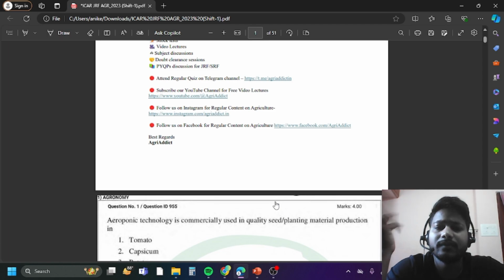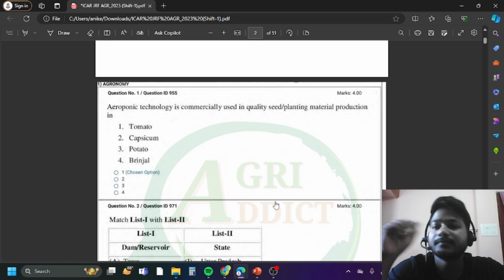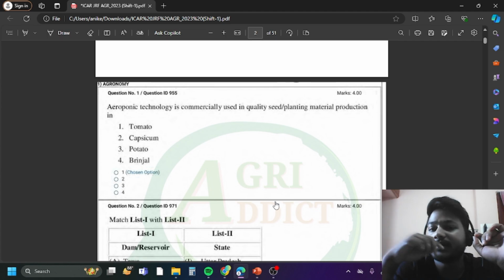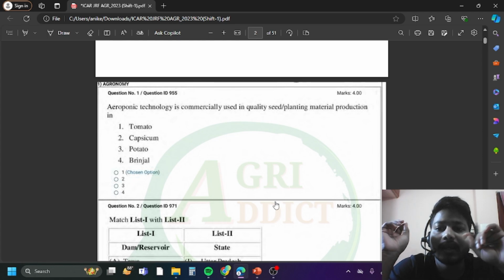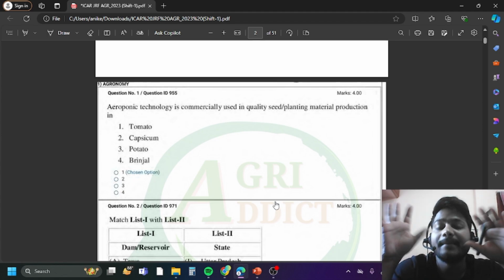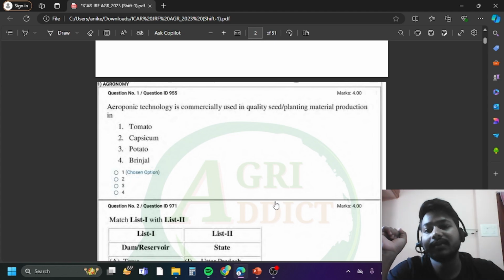Without wasting time, let's go to our first question: aeroponic technology is commercially used in quality seed or planting material production in. Options are tomato, capsicum, potato, brinjal. So in which crop are we using the term quality seed? That is potato. In potato we are producing virus-free planting material, and for that we are using aeroponic technology, because aeroponic technology is free of virus. Mostly we are maintaining sterile conditions in that technology. So the answer is potato.